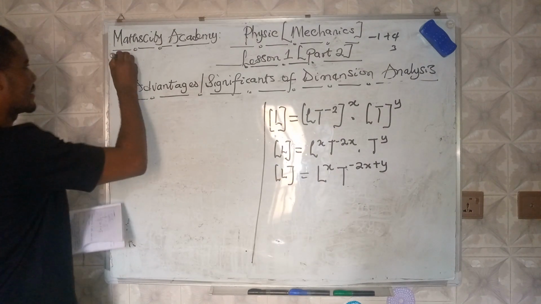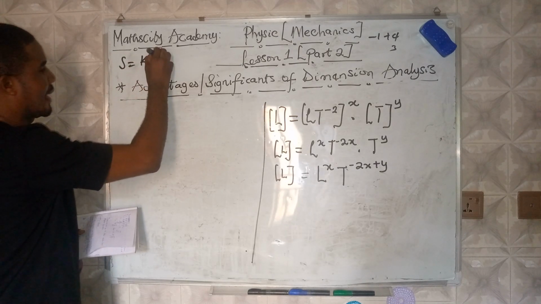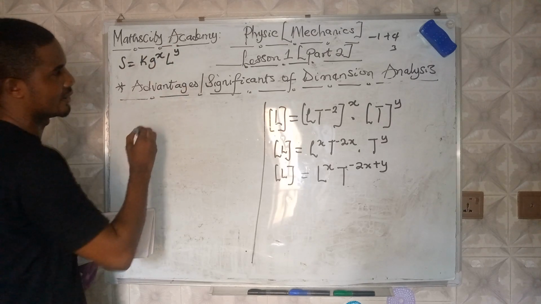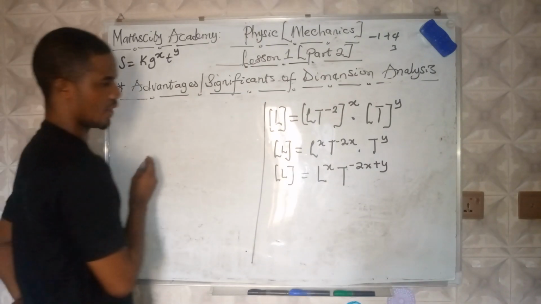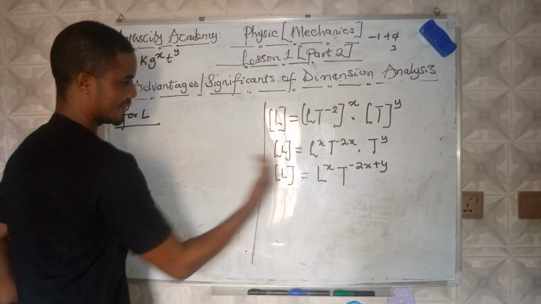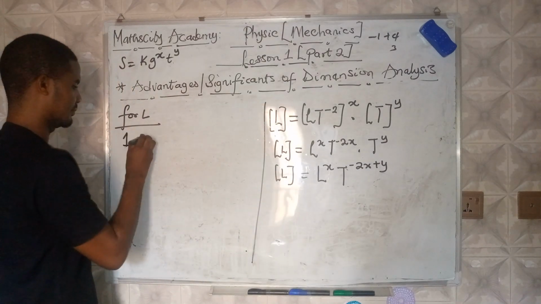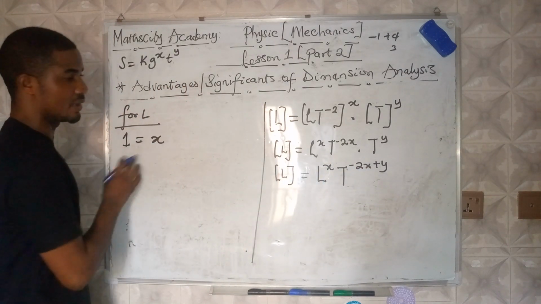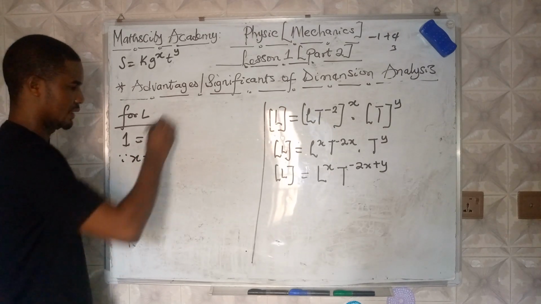Remember the equation was that S is equal to K G raised to power x, T raised to power y. Okay, let's continue. I bring this here. So I'm having for L now. L at the left hand side has the power of 1, while L at the right hand side has the power of x. Remember, I'm comparing only their exponents. So therefore, x is equal to 1. I've got the value of x.